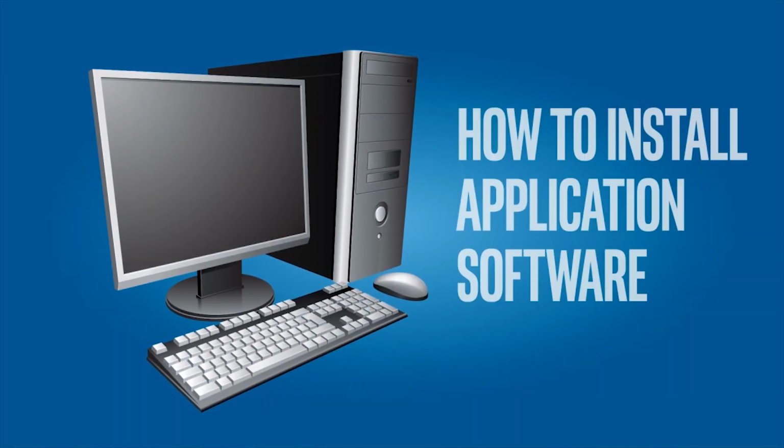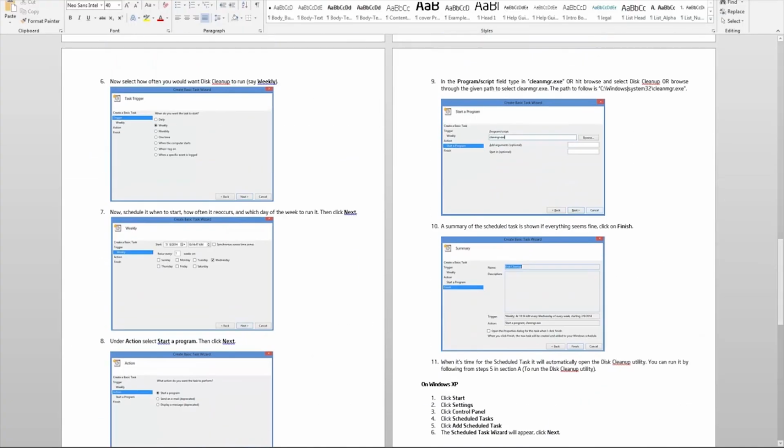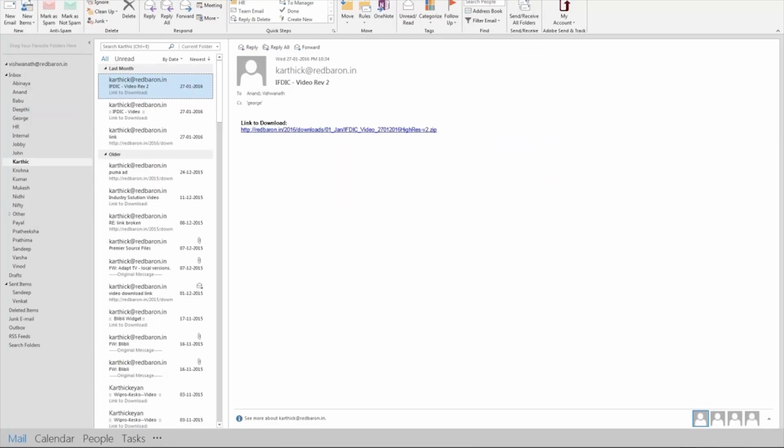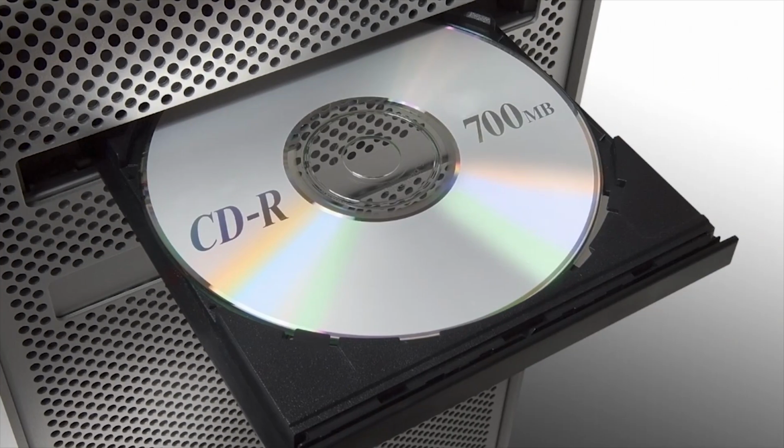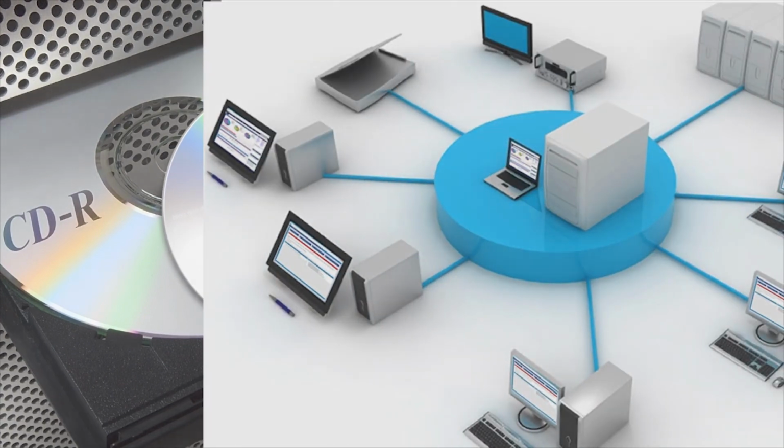How to install application software. Adding a program depends on where the installation files for the program are located. Typically, programs are installed from a CD or DVD, from the internet, or from a network.